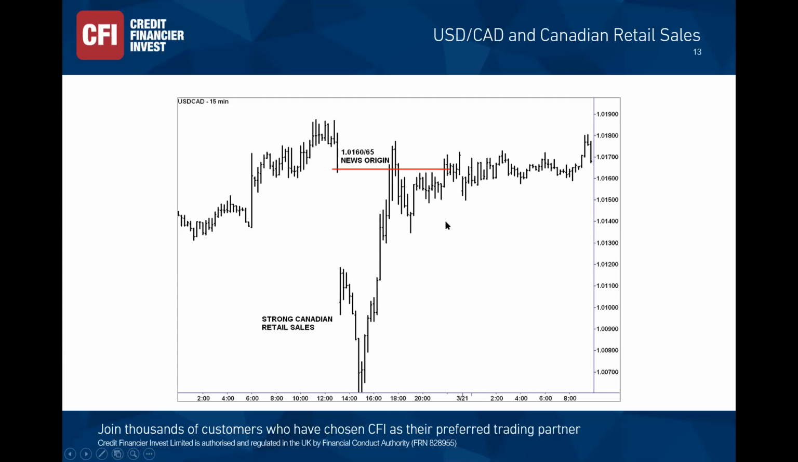In other words, traders sold the US dollar and bought the Canadian dollar because the Canadian retail sales figures were stronger than expected. After the initial gap down, there was some selling, but again, over the course of the next few hours, there was a rally which took the market all the way back up to the news origin point. The market broke through it, came back down, and effectively settled around the news origin point.